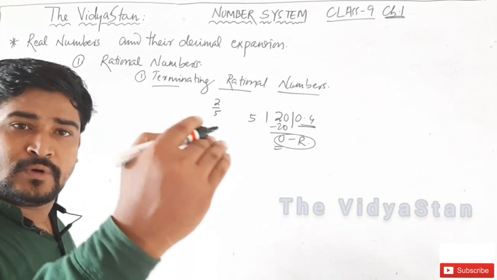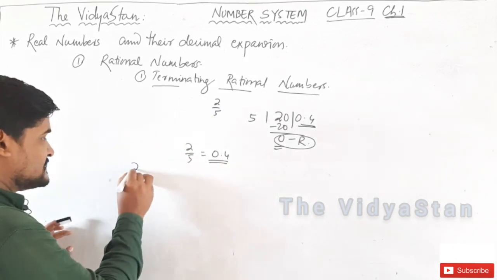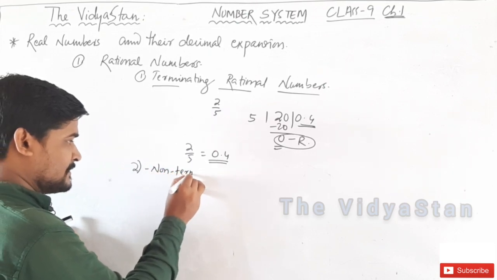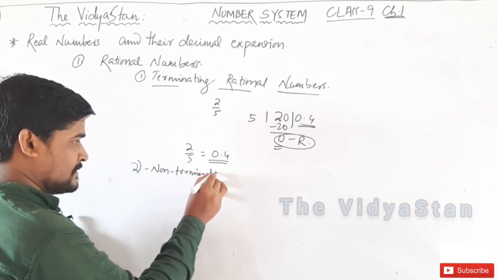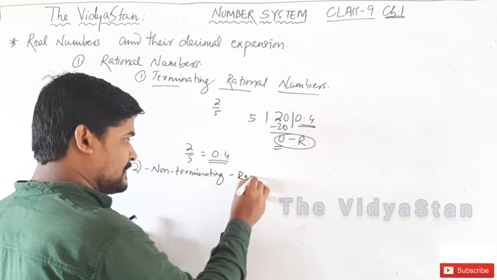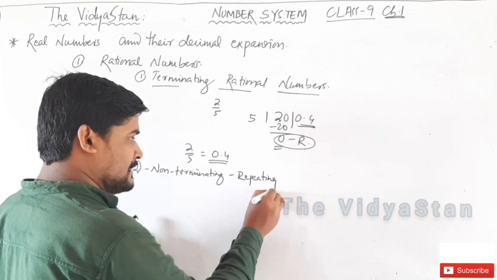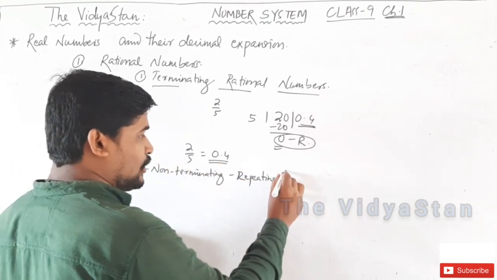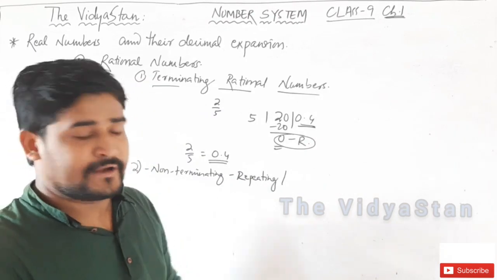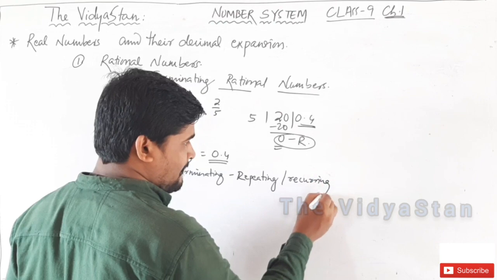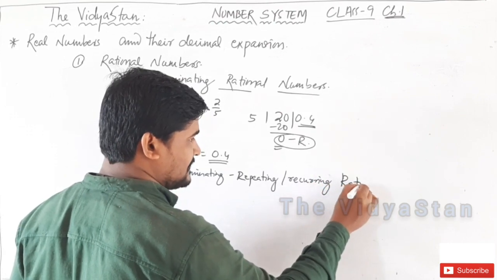Then come to the next category, which is the second type: non-terminating and repeating, or you can say recurring, rational numbers.